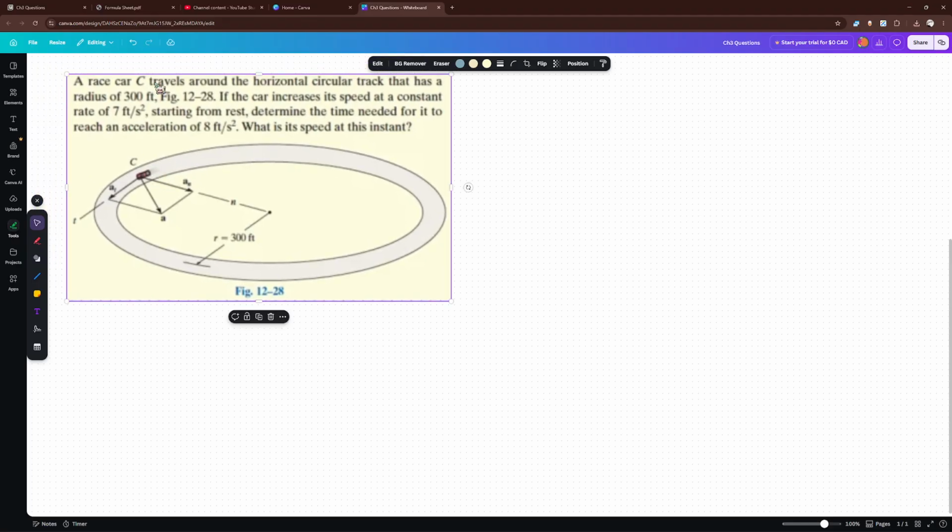So a race car C travels around a horizontal circular track that has a radius of 300 feet. Okay, so that's rho. Keep that in mind. If the car increases its speed at a constant rate of 7 feet per second squared, okay, that's acceleration, starting from rest, v naught equals 0, determine the time needed for it to reach an acceleration of 8 feet per second squared. What is its speed at this instant?